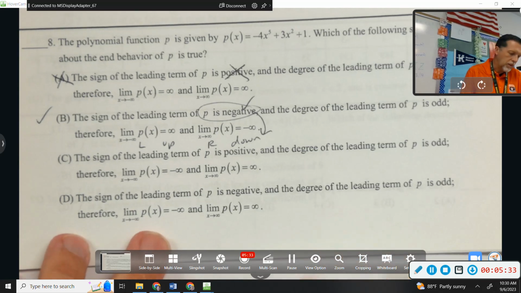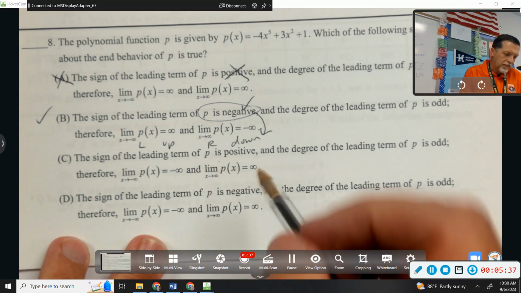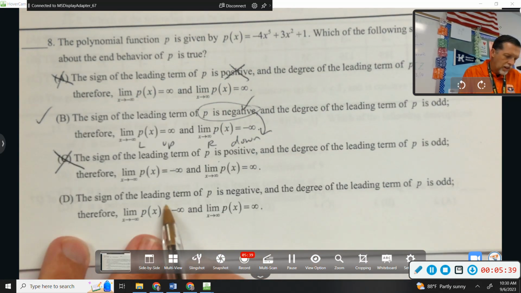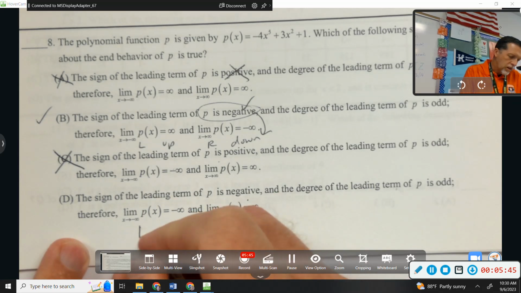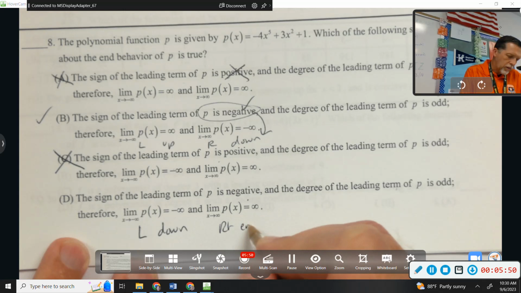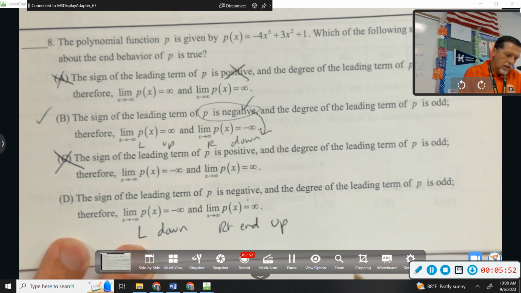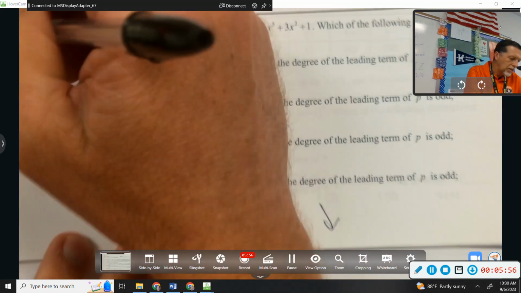I'm going to read the rest of them to make sure. The sign of the lead term is positive. No, it is not. Throw that out. Lead term is negative. The degree is odd. Therefore, left end down and right end up. But no, if the lead term is negative, then it's going down on the right end. So yes, it's B.